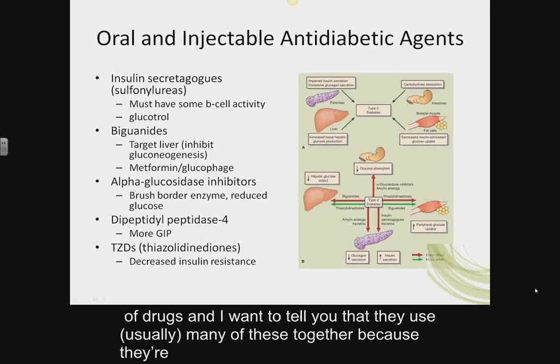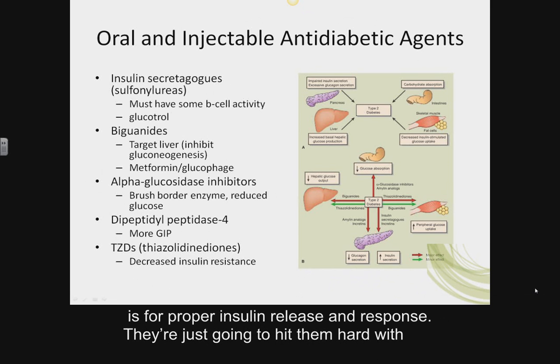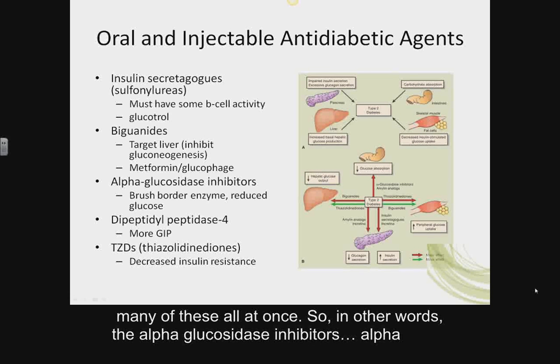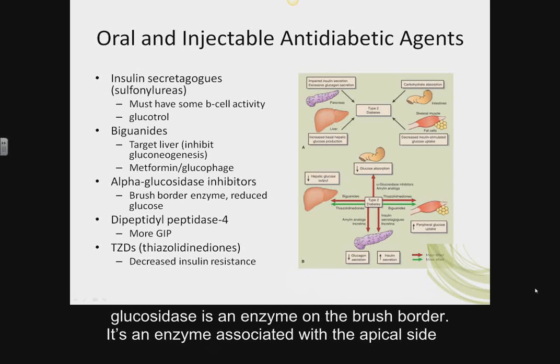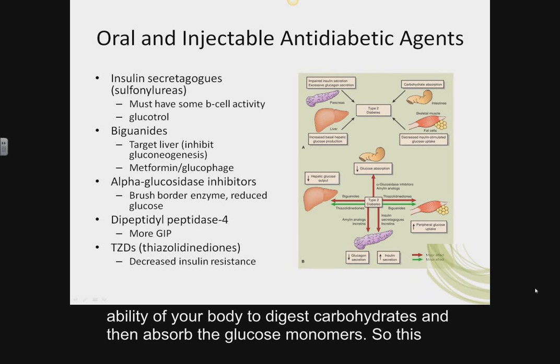Of course, there are other types of drugs, and I want to tell you that they usually use many of these together, because they're not going to try and find out exactly in the type 2 diabetic where their disconnect is for proper insulin release and response. They're just going to hit them hard with many of these all at once. So in other words, the alpha-glucosidase inhibitors. Alpha-glucosidase is an enzyme on the brush border. It's an enzyme associated with the apical side of your small intestinal cells. Basically, inhibitors of the enzyme are going to reduce the ability of your body to digest carbohydrates and then absorb the glucose monomers. So this is targeting your ability to absorb more.